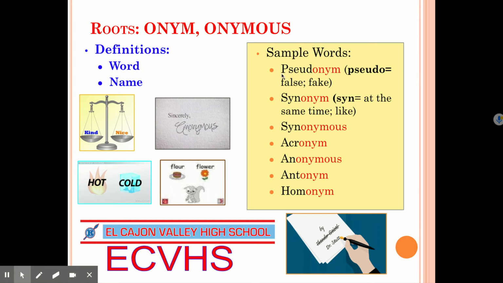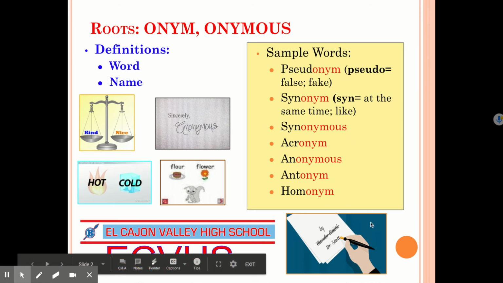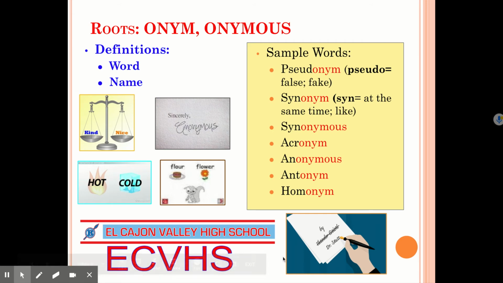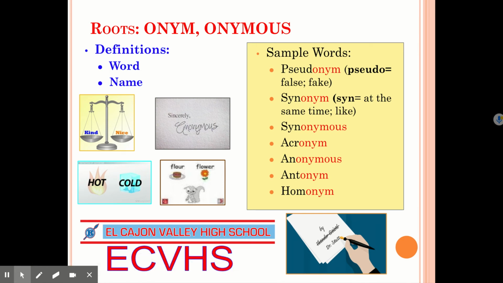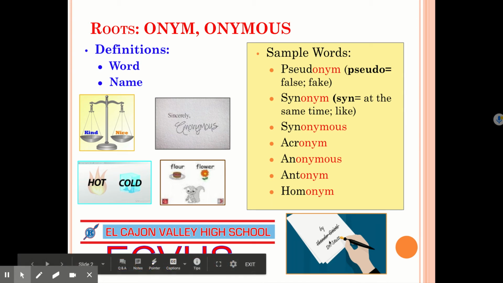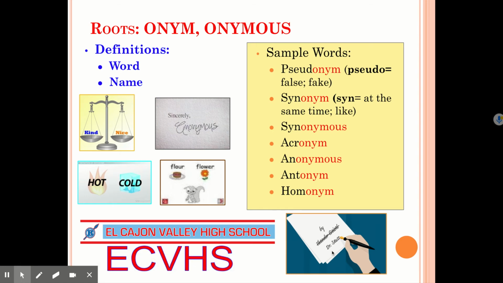First, we have pseudonym, pseudo meaning false or fake. So here in this picture at the bottom, you're all probably familiar with Dr. Seuss, who writes a lot of children's books, but actually that is a pseudonym. His real name is Theodore Geisel. So he uses Dr. Seuss as a fake name.